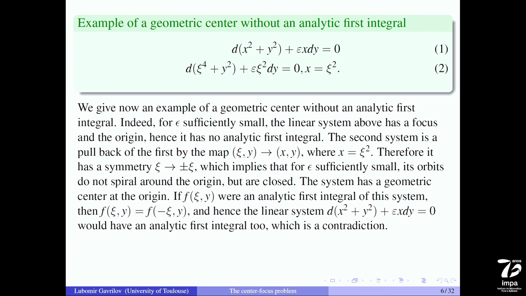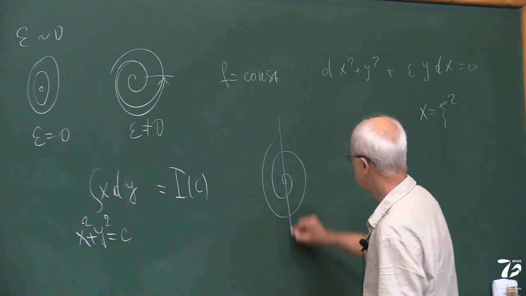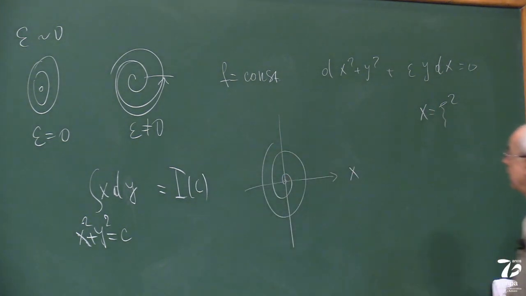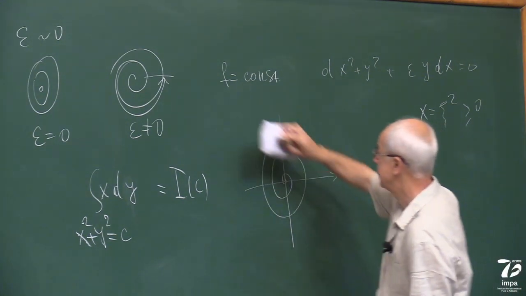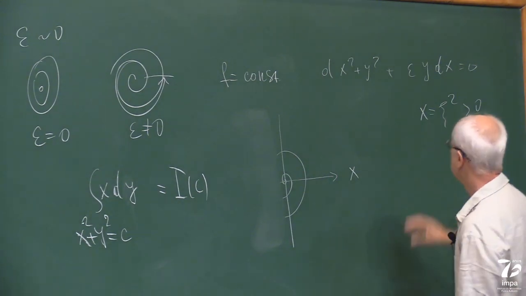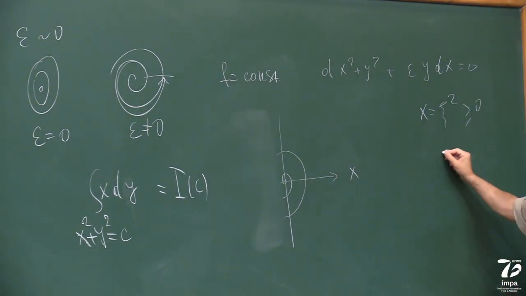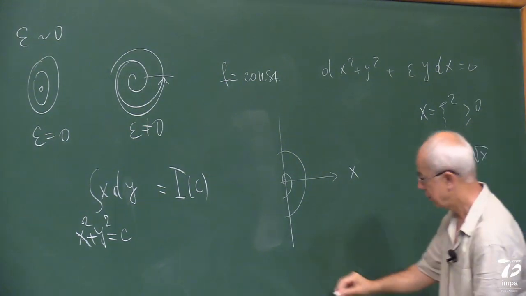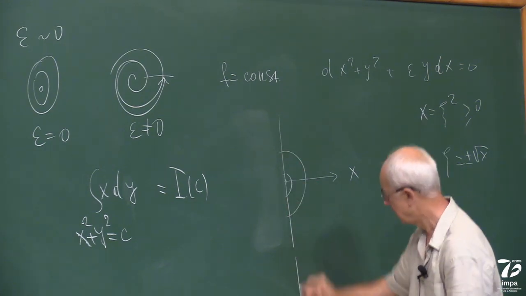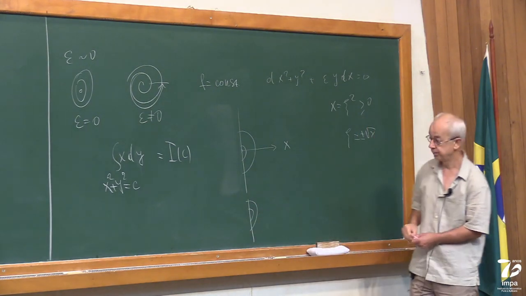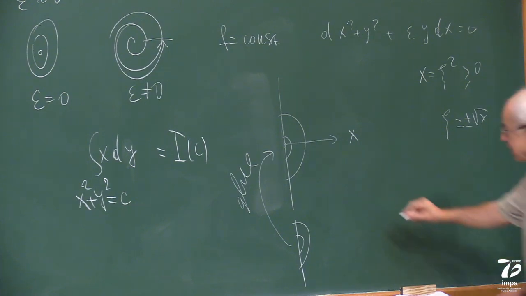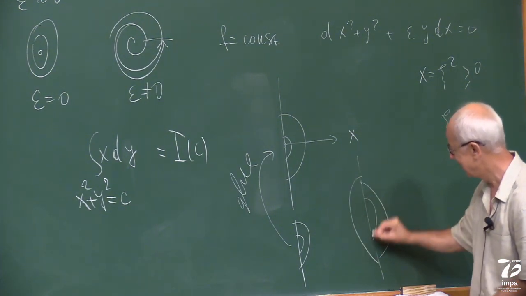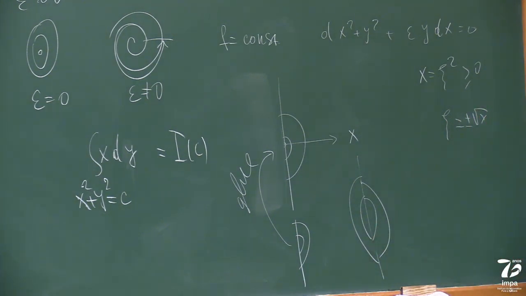What is geometrically this relation? If the first is a focus, we take x equal to c squared, but c squared is always positive. So in fact, we shall take just half of the phase plane. It is forbidden to look at the negative. And you take two pieces because the solution here is x equal plus minus square root. So you take a second piece of this, something like this, and you glue them. When you glue, you get a center. In fact, you get closed orbits. There is a perfect symmetry between the left half plane and the right half plane.